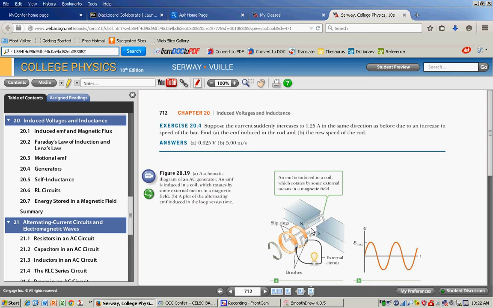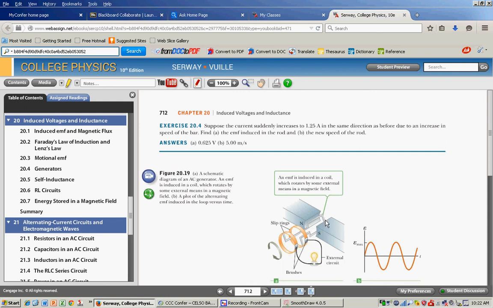As it rotates, the current on the top goes in one direction, indicating there is an electromotive force as a result of this rotation, as we saw, correct? And this electromotive force is going to be alternating.